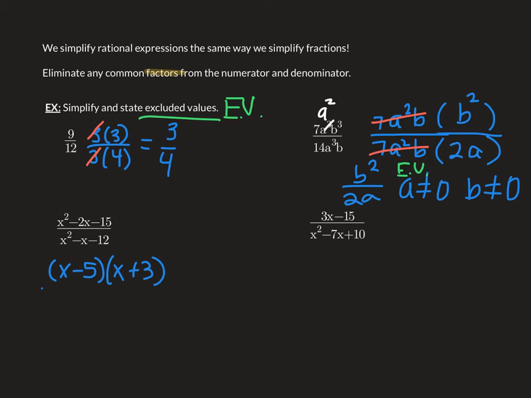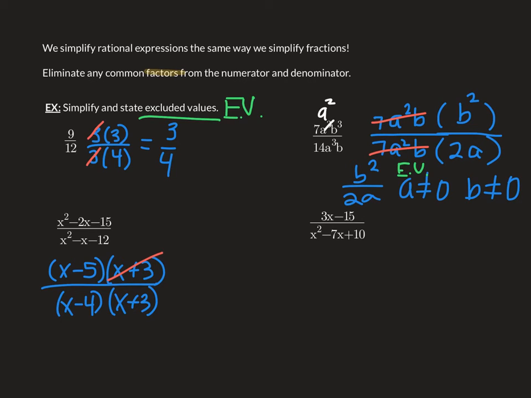So that's my numerator. So let's factor my denominator. If I factor this denominator, I'm looking again for two numbers that multiply to negative 12 and add to negative 1. So what are those? Right, I'm looking at x minus 4 and x plus 3. So remember, to simplify this, I'm looking to eliminate any common factors from the numerator and denominator. Do I have any common factors? Yeah, I do.